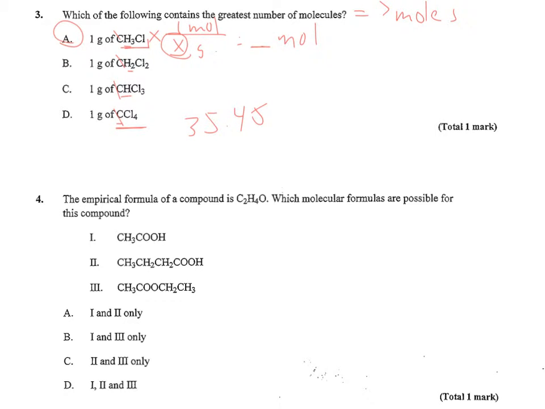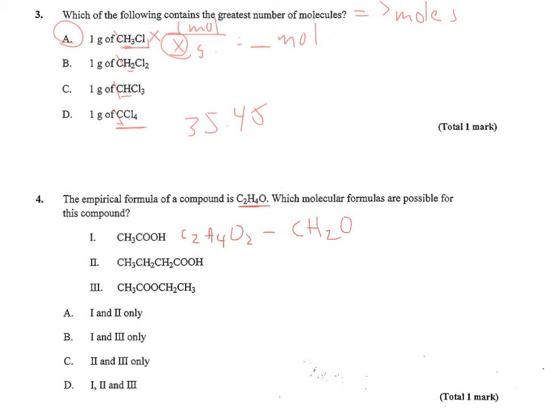Number 4, the empirical formula of a compound is C2H4O. Which molecular formulas are possible? Well, what I have to do is consolidate each of these organic formulas into a condensed formula. So this one would be C2H4O2, which is not the same empirical formula. This would reduce to CH2O. It's close but not quite the same.